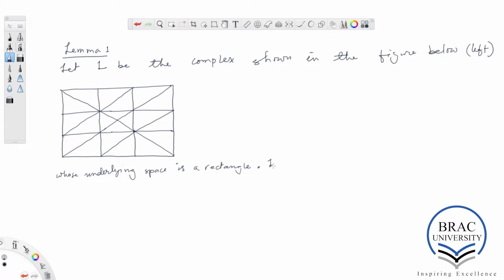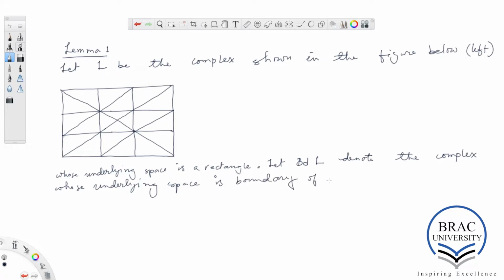Let BdL denote the complex whose underlying space is the boundary of the rectangle.